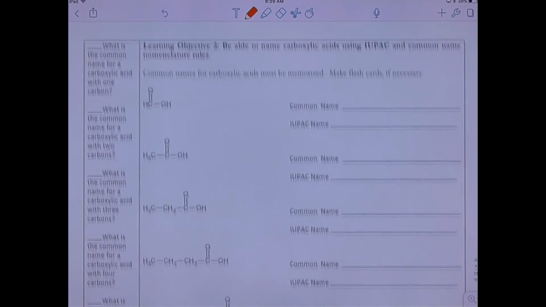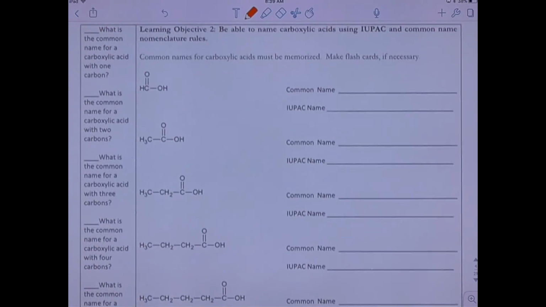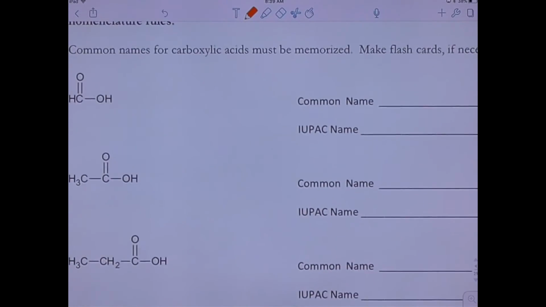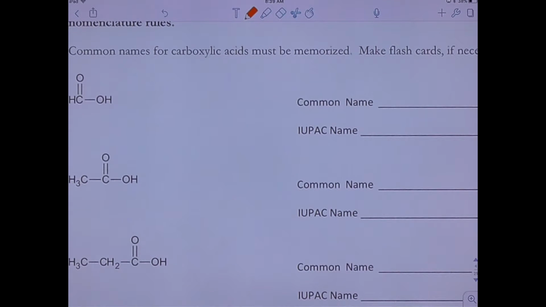Okay, and then this is your other flashcard thing. You got to get this down, and once you get both of those flashcarded and kind of in your head, we can work a little easier with naming stuff.